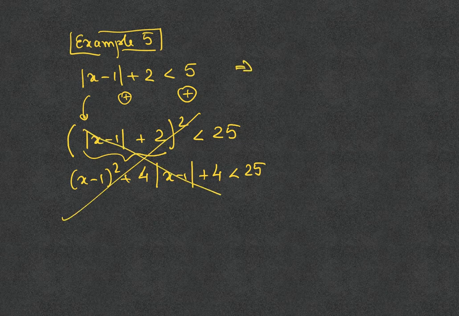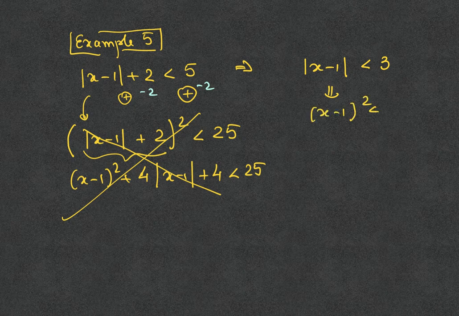However, as you can see in this case, I can change it into absolute value of x minus 1 smaller than 3 if I subtract 2 from both sides. And then I can square. And so on. These questions can get very, very tricky over time, but that's a first step with the most simple questions.